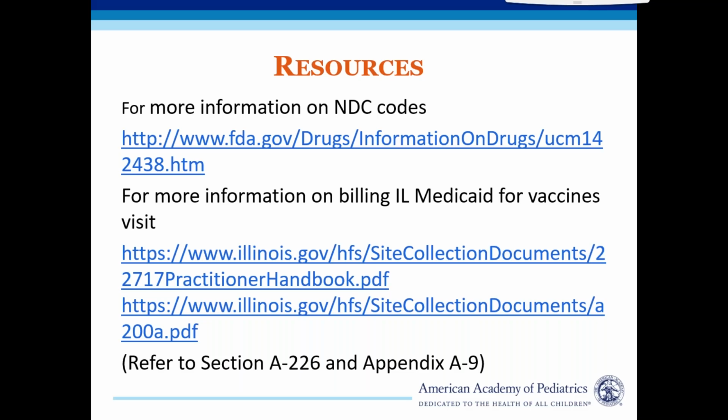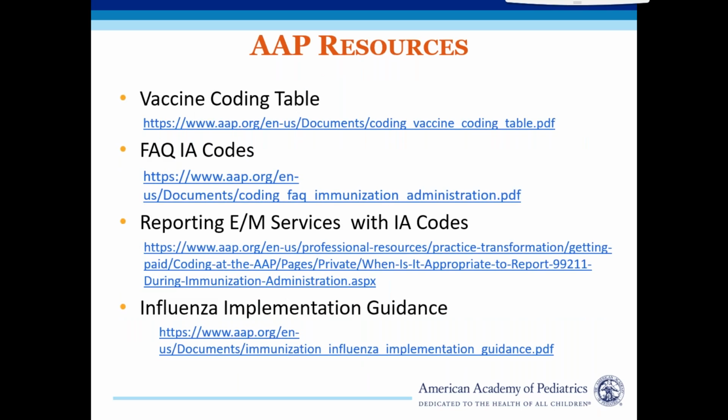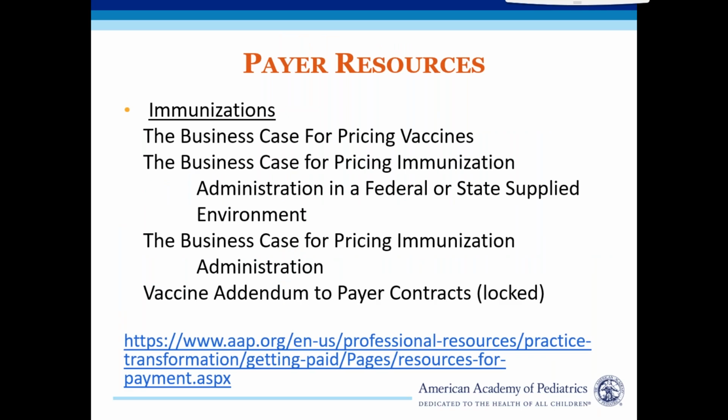So these last few slides here are just some resources from the Academy. I didn't review NDC codes this time, but there are resources at the end of this. When you get the slide presentation tomorrow, there'll be more information on NDC codes. This is the link for billing Illinois Medicaid for vaccines and where to refer which section and appendix. Some AAP resources that we have on vaccines at the national site.